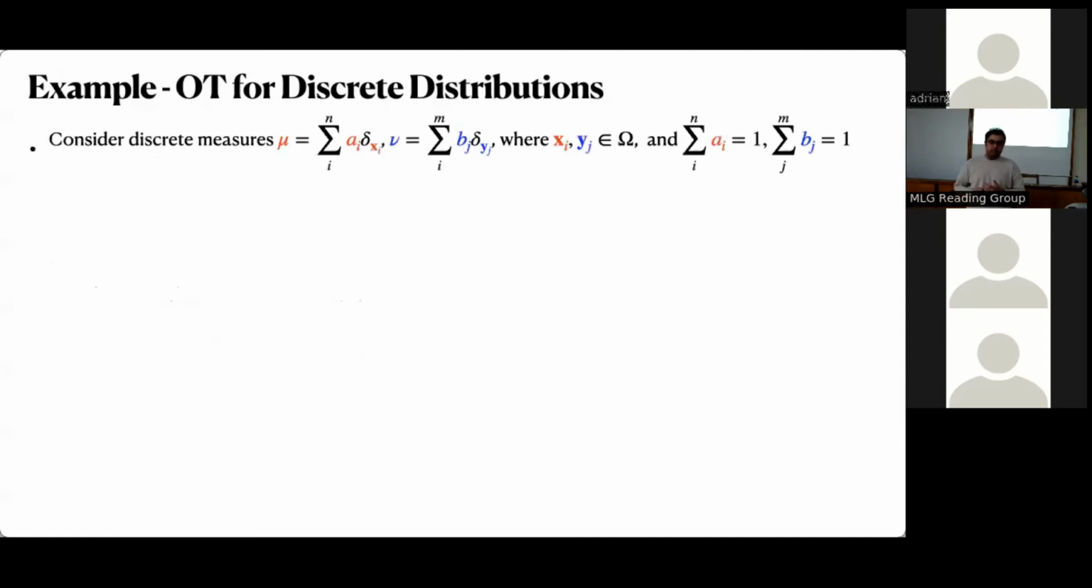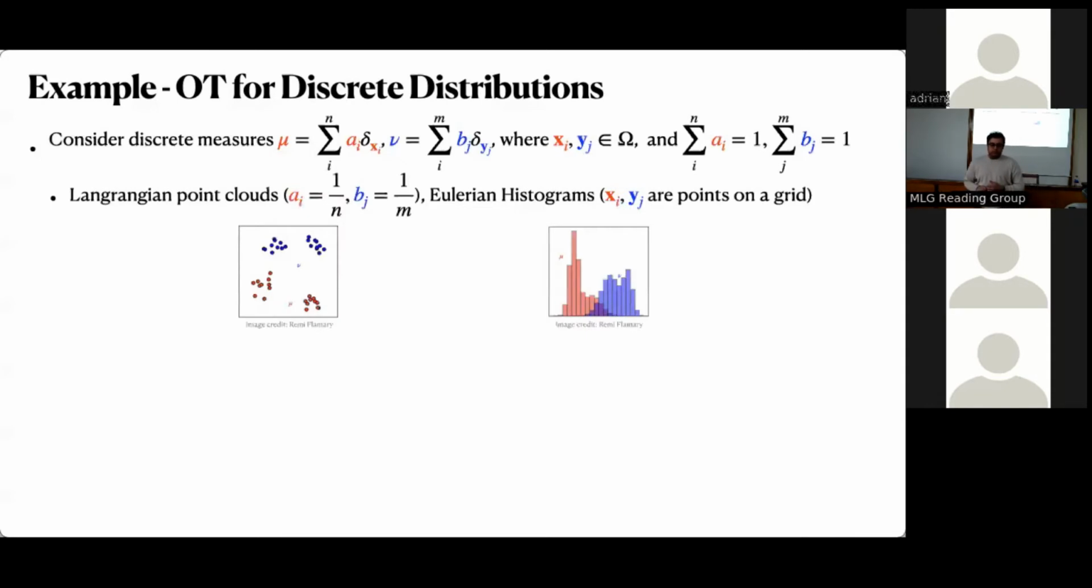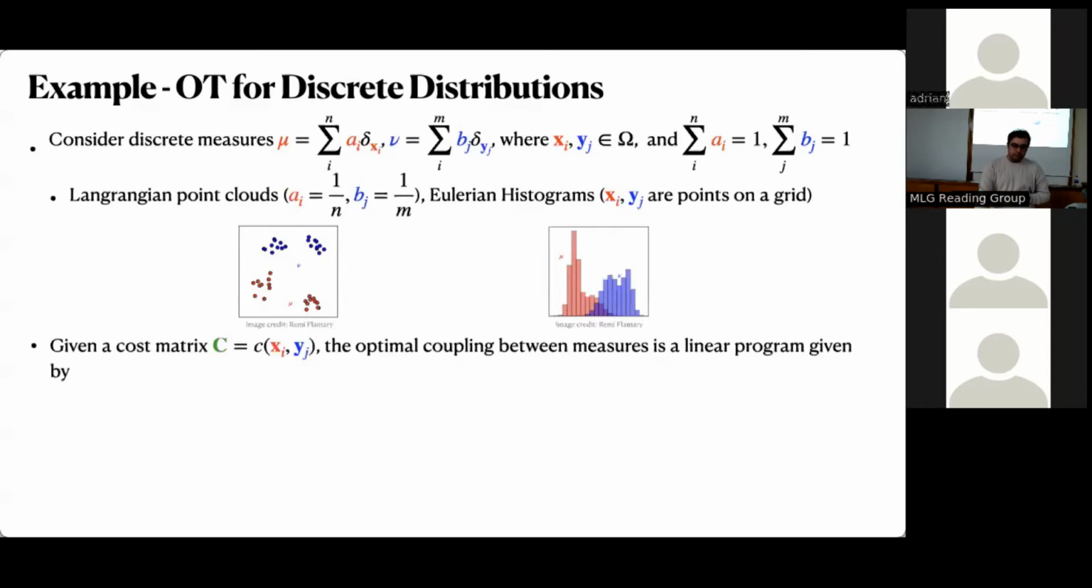Let's say you have a discrete measure mu, which is just a sum of Dirac delta masses with some weights a_i, and another sum of Dirac delta masses with weights b_j. The only requirement is that the a_i's and b_j's sum to 1. You can either consider point clouds where these weights are uniform, so all these points have equal weight, and you're just trying to map from one cloud of points to another cloud of points. Or you have histograms where the positions x_i and y_j are constant, but now you're just trying to map the different weights of the histogram from one to the other, right?